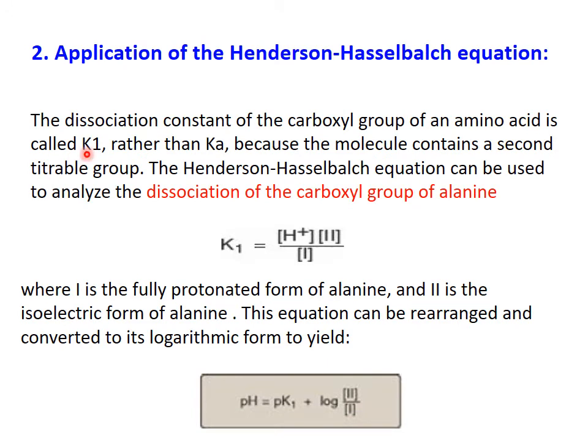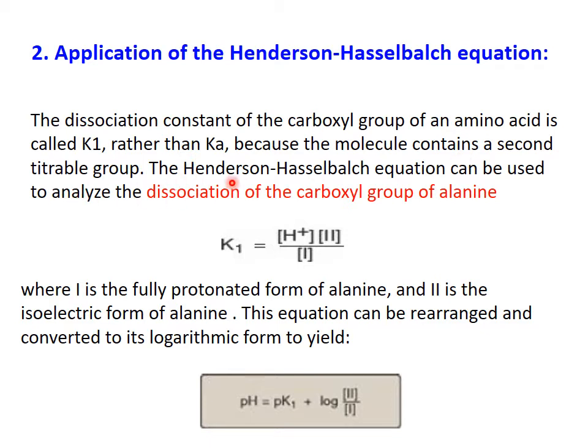Now, how do we apply the Henderson-Hasselbalch equation to this behavior of a carboxylic group? The dissociation constant of the carboxylic group of an amino acid is called K1 rather than Ka. It is just because the amino acid has two dissociable groups. So the most acidic group is numbered K1 and the less acidic group is numbered K2. So for the carboxylic group, the term K1 is used.